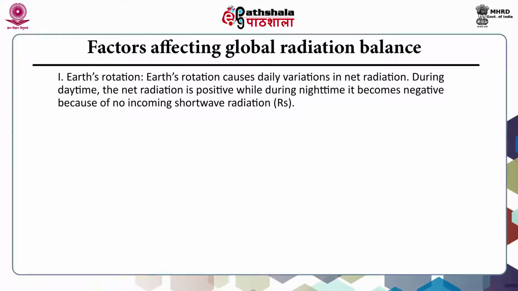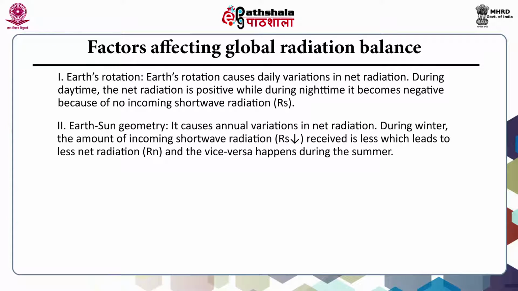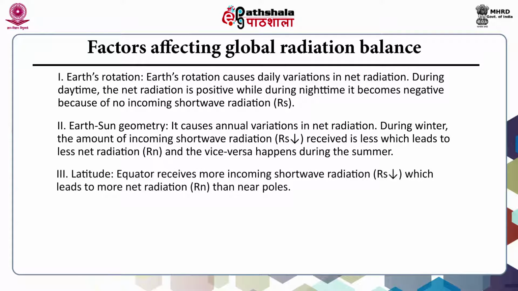The first factor is Earth's rotation. Earth's rotation causes daily variation in net radiation. During daytime, the net radiation is positive, while during night time it becomes negative because of no incoming shortwave radiation. The second factor is the Earth-Sun geometry. It causes annual variations in net radiation, thereby affects global radiation balance. During winter, the amount of incoming shortwave radiation received is less, which leads to less net radiation, and vice versa happens during the summer.